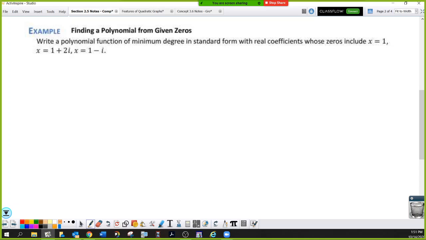Exact same kind of question, writing a polynomial of minimum degree in standard form, but this bad boy has, that's right, count them up, 5 zeros. Mr. M, only 3 are written. I'm aware.